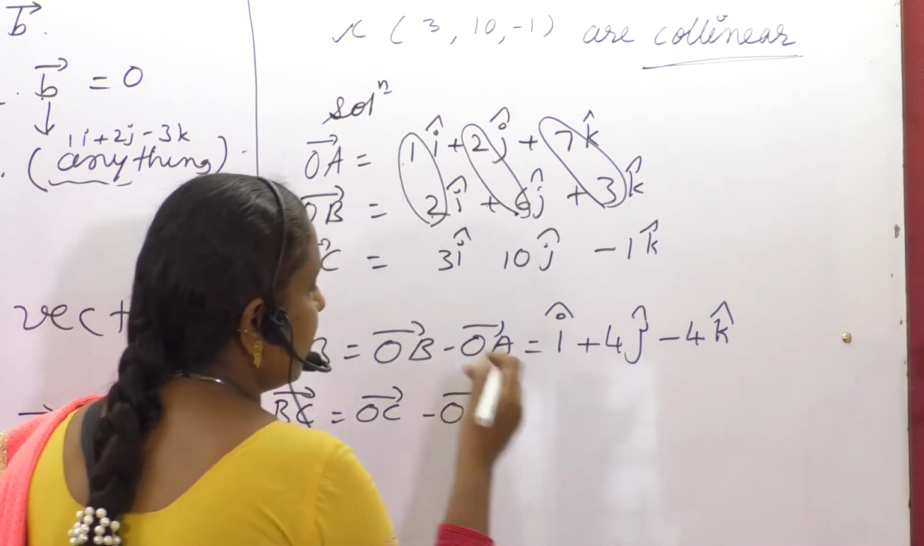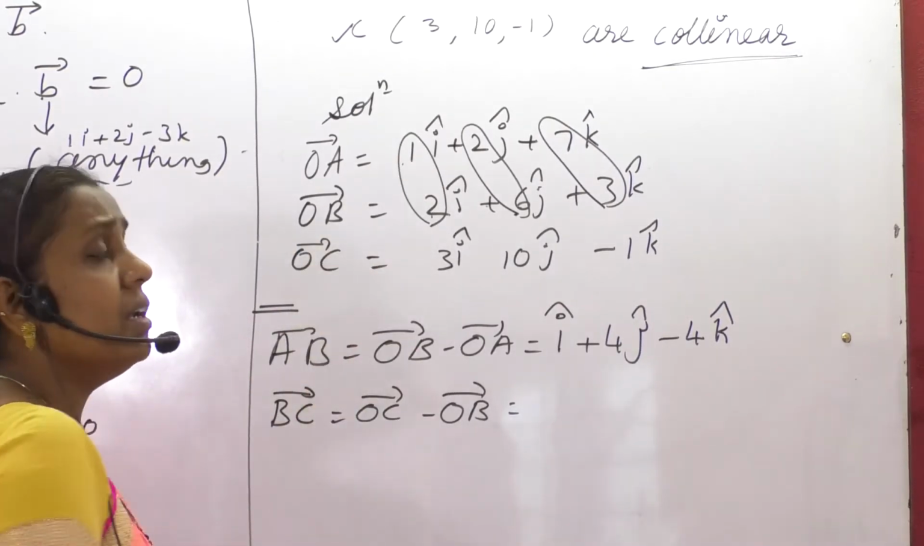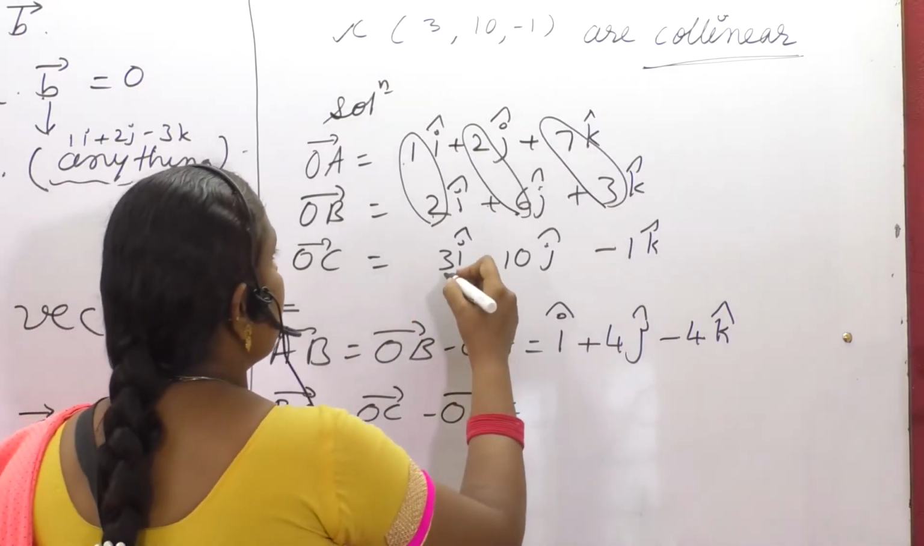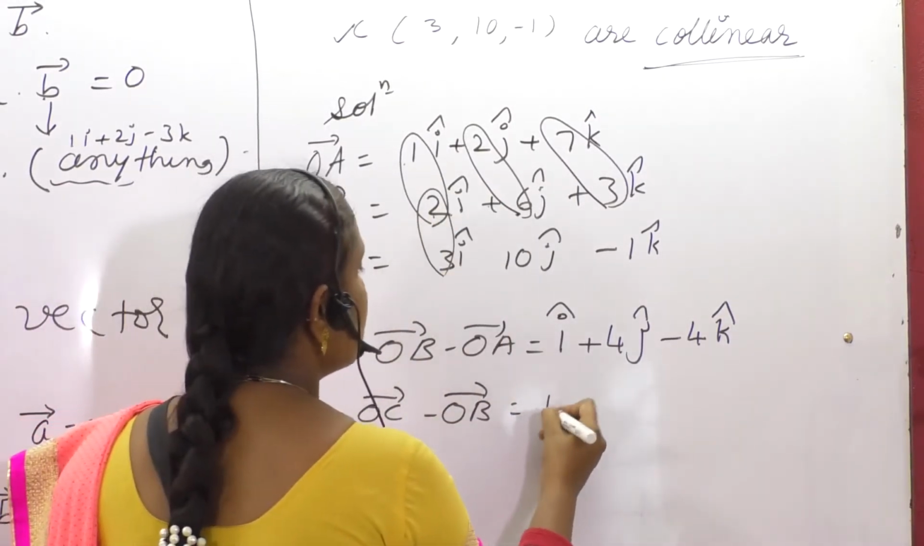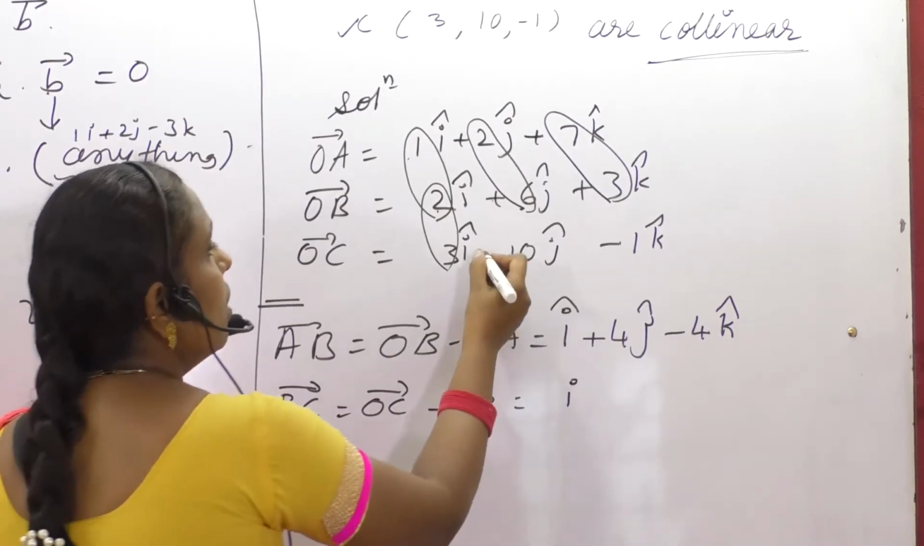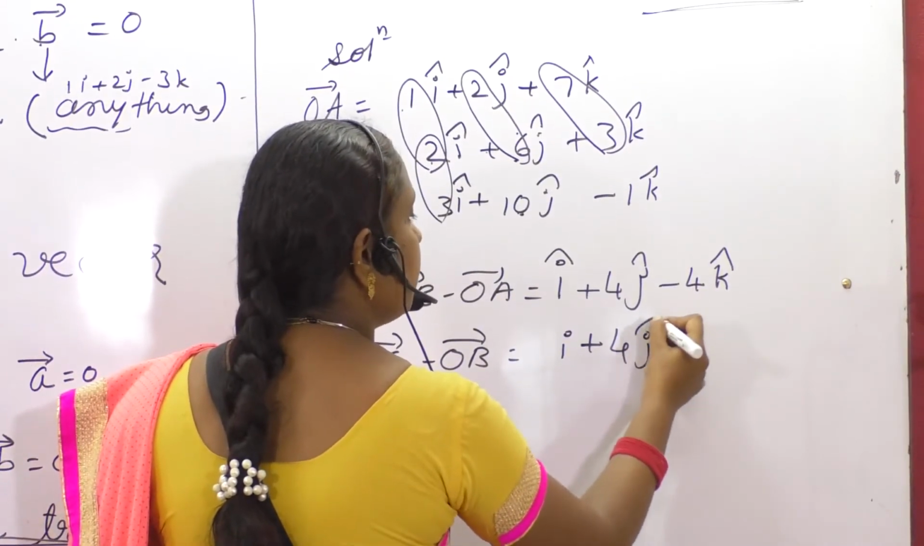First we will check for this length. Afterwards I will make you understand how we can prove that the points are collinear. Okay. OC minus OB. 3 minus 2, that is 1i, or else only i you write, that is also true. Plus 10 minus 6, 4j. Am I right?